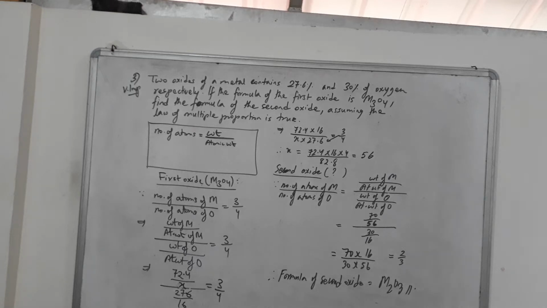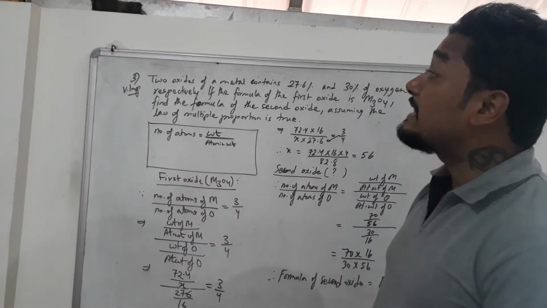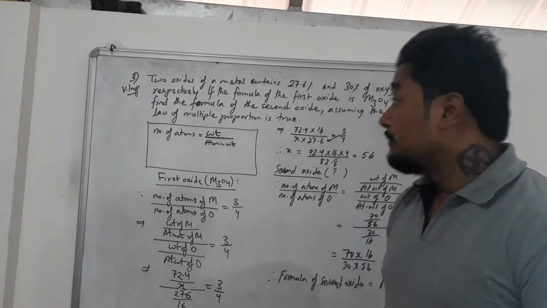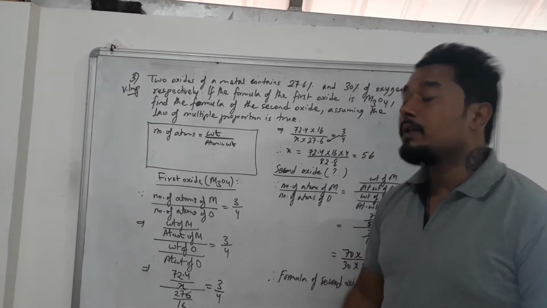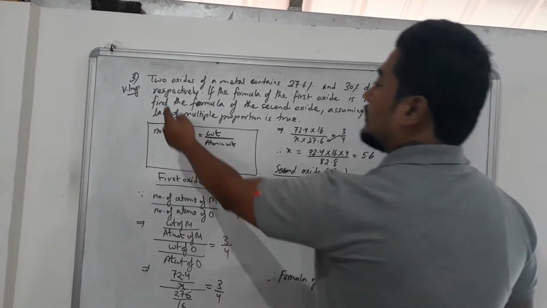Okay, students. So now we'll be doing the last sum of the law of multiple proportion. What we have done so far is two sums. This is the last sum, and this is a very important sum because it is not a sum to prove the law of multiple proportion. It is an application of the law of multiple proportion. Let us see the question now.